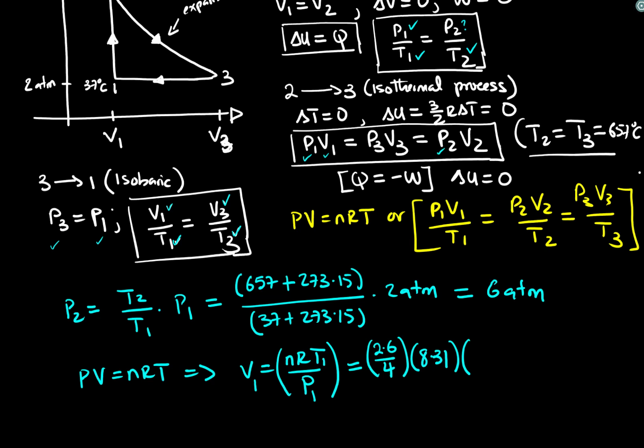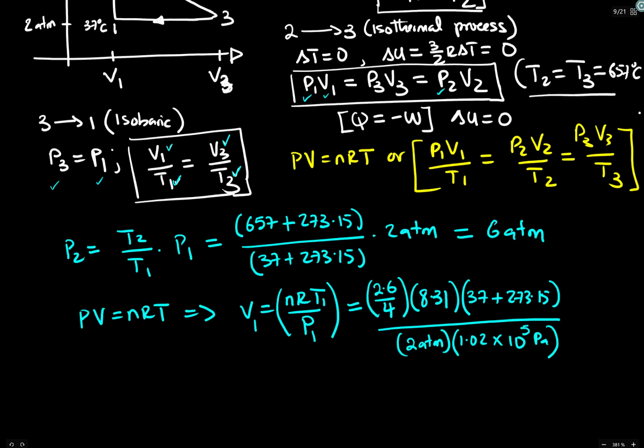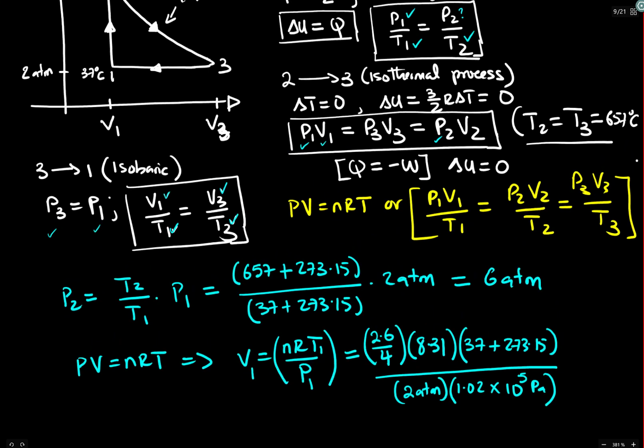If we do that, T1 is equal to 37 plus 273.15, divided by P1, which will be 2 atmospheres. 1 atmosphere is the same as 1.02 times 10 to the power 5 pascals. You can clearly convert that pretty easily. V1 will be equal to 8.3 liters.